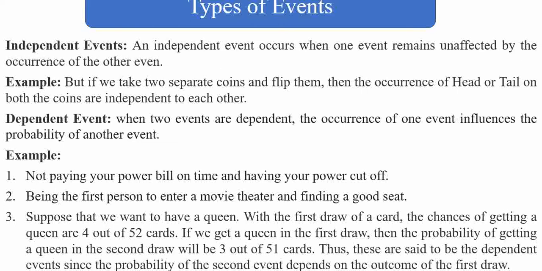Thus, these are said to be dependent events, since the probability of the second event depends on the outcome of the first draw. So just look at the definition and you will see that the events are dependent. You can see again the definition: the occurrence of one event influences the probability of occurrence of another event. So the third one is also a detailed example, where the probability of the second draw is affected by the first draw. So you can see these are the different examples of dependent events, and the above is about independent events.